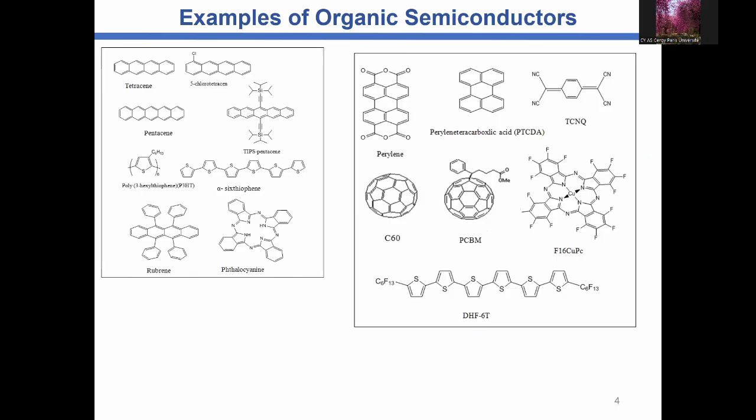So we have here also the sp2 hybridization. This is fullerene. This is the fullerene with this alkyl side chain to improve solubility. This is also a small molecule. This is a small molecule.